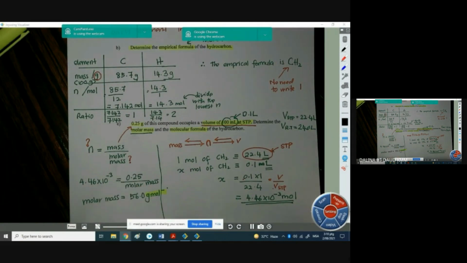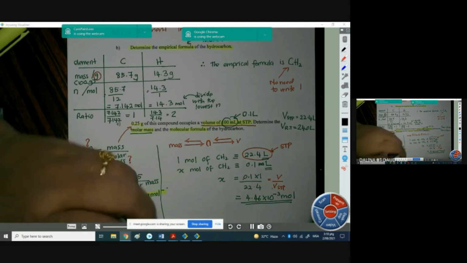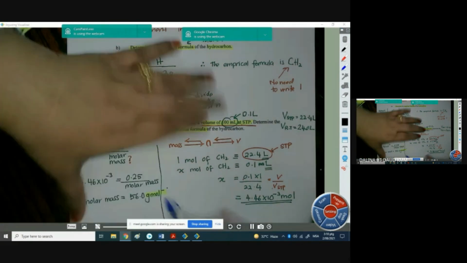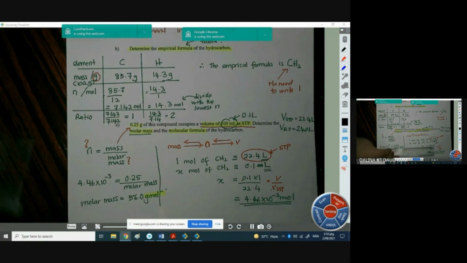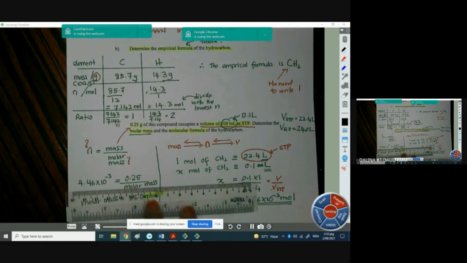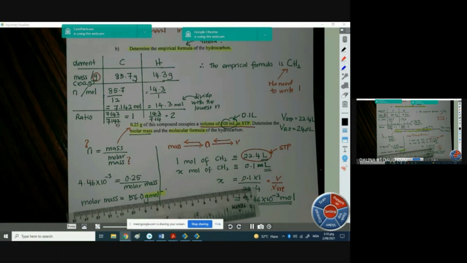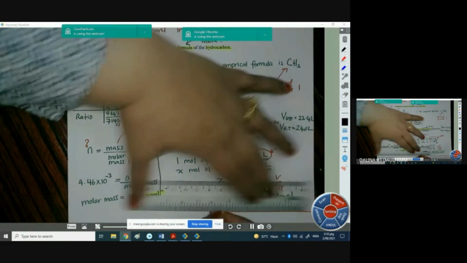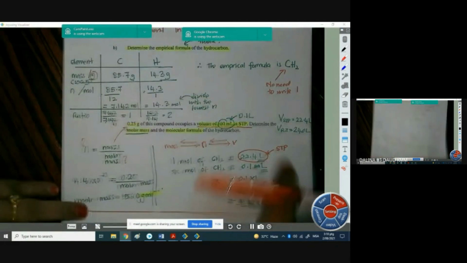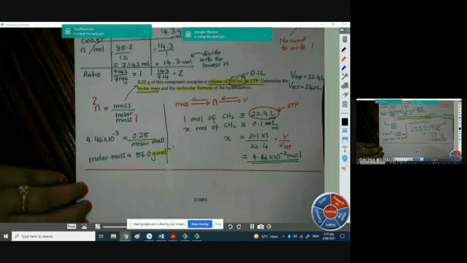So how to answer the next question, which is the molecular formula. Okay, for the molecular formula, ni boleh salin, sempat ke salin? Kalau tak sempat salin, snapshot. Make sure you belajar sesuatu dari apa yang kita belajar hari ini. Okay, untuk molecular formula, kita ada rumus.